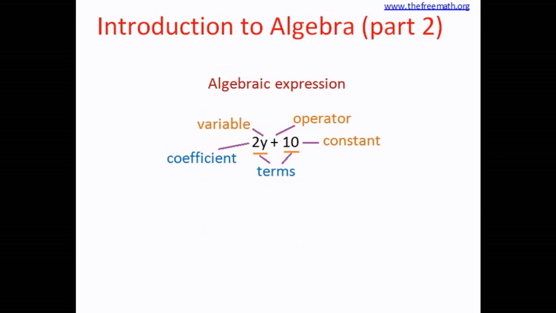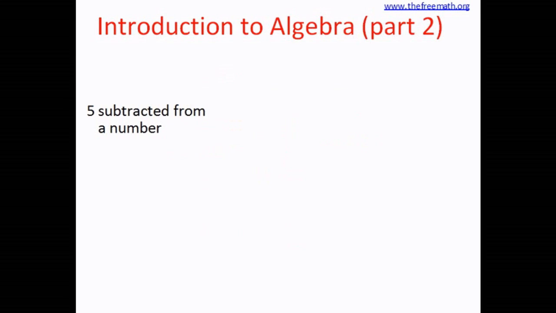Now let's see how to write an algebraic expression. Here we have an English expression, 5 subtracted from a number. This is written in English. How do we write this in algebra? We can write like this, x minus 5. Again, you can use any letter as a variable. I have used x here. Half of a number. This is an English expression. In algebra, we can write like this, p over 2.